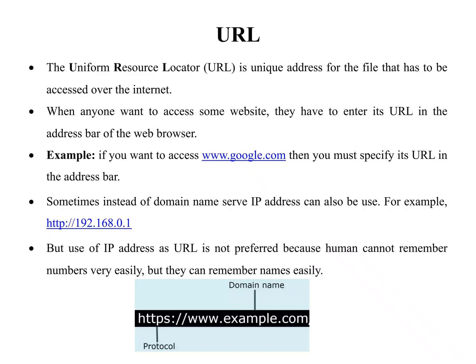www.google.com. Instead of a domain name, you can use an IP address also. IP address means, for example, http://192.168.0.1. This is the IP address. But if you use an IP address, the URL is not preferred because humans cannot remember the numbers easily, because a name can be identified easily.